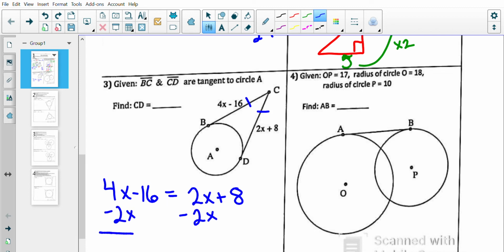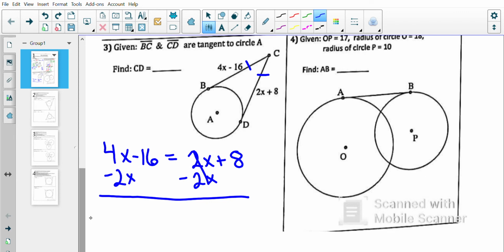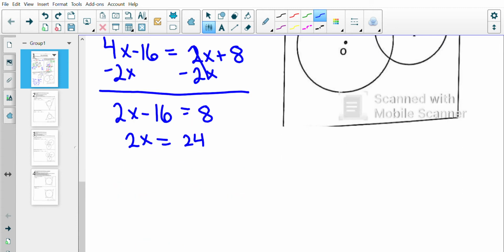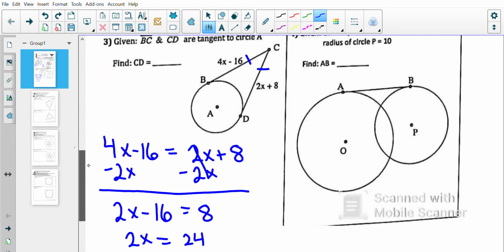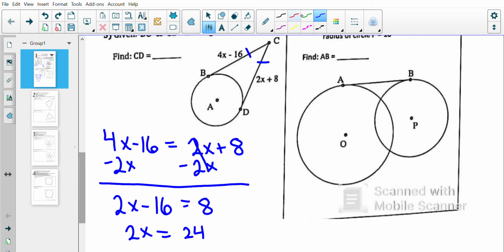We're going to subtract 2x on both sides. So we're going to have 2x minus 16 is equal to 8. Then we'll add that 16, so 2x is going to equal 24, and x will equal 12. Now we have our x, now we want to find CD. Well, CD is going to be 2 times 12 plus 8, which is going to be 24 plus 8, which is 32 units long.